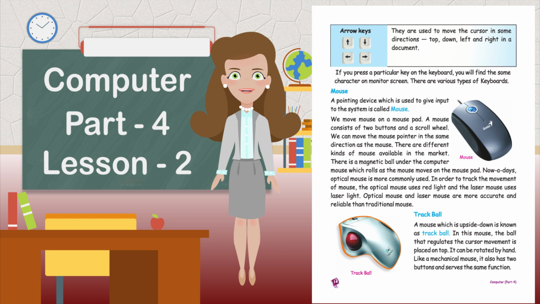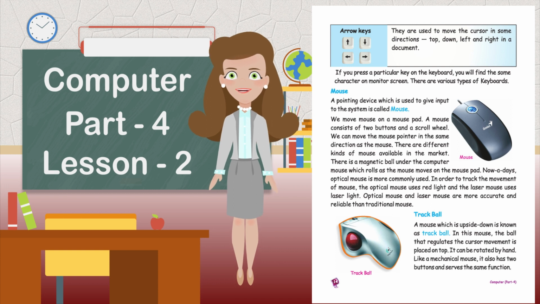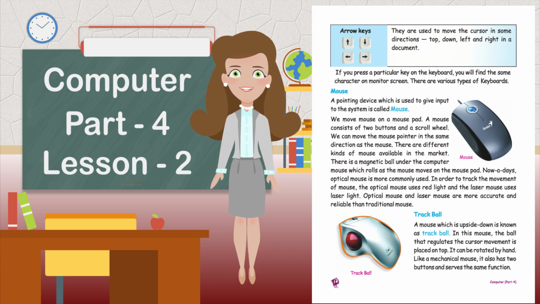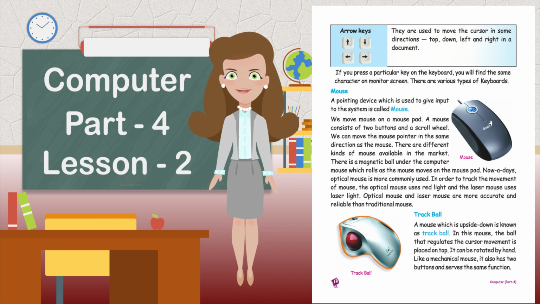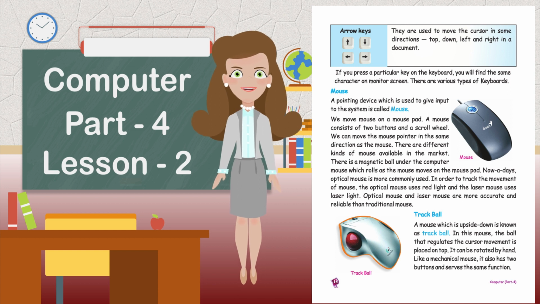Mouse. A pointing device which is used to give input to the system is called a mouse. We move the mouse on a mouse pad. A mouse consists of two buttons and a scroll wheel. We can move the mouse pointer in the same direction as the mouse. There are different kinds of mouse available in the market.